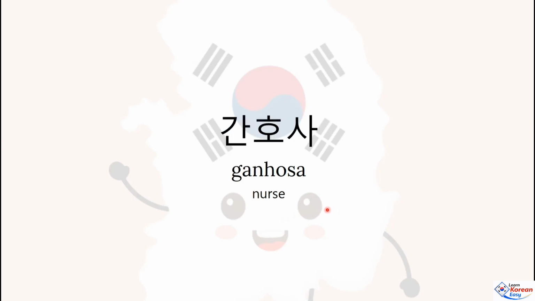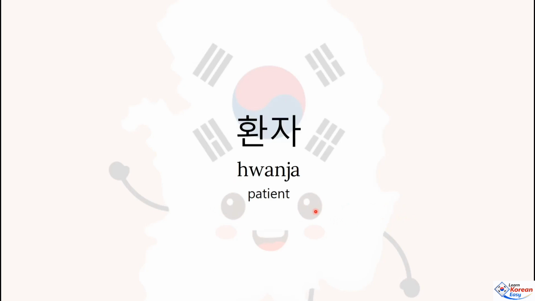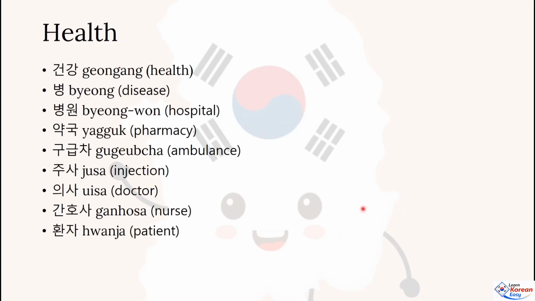Moving on. So we just learned 의사, and now we have 간호사, which is nurse. 간호사 is nurse. So we had 의사, 간호사, so we probably guess the next one is patient. 환자. I think I did mention this word in our previous lesson. 환자 is patient. Okay, awesome.